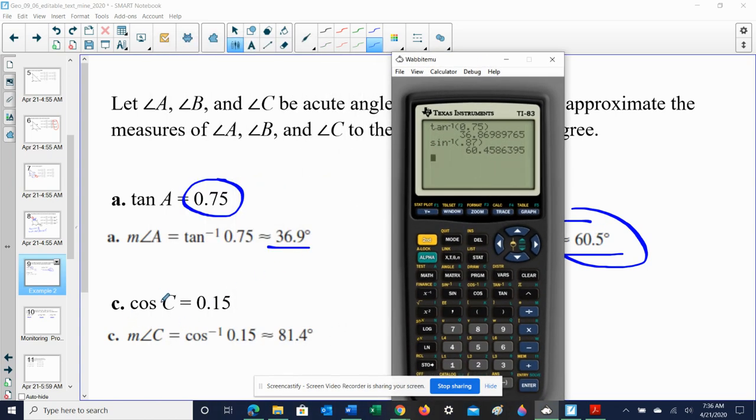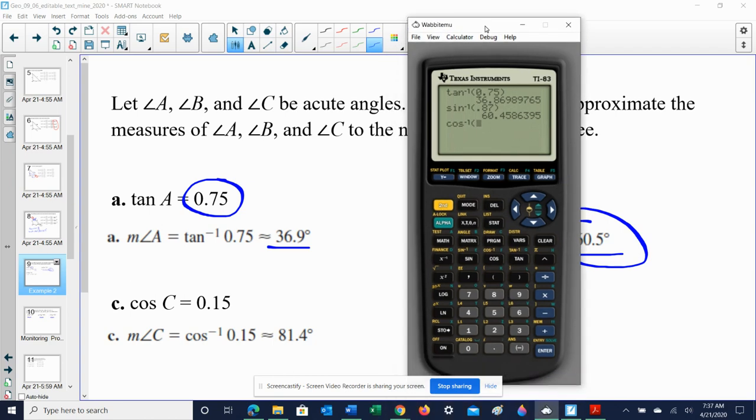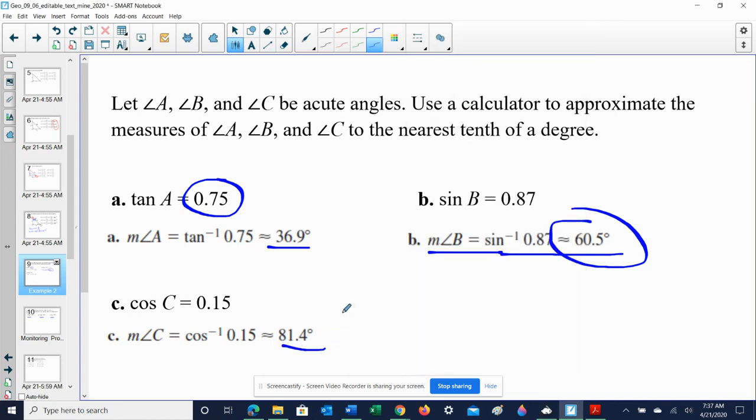And on this one, our cosine is equal to 0.15. The measure of angle C is equal to second cosine 0.15. Second cosine 0.15. 81.4 degrees, and that's exactly what we got.